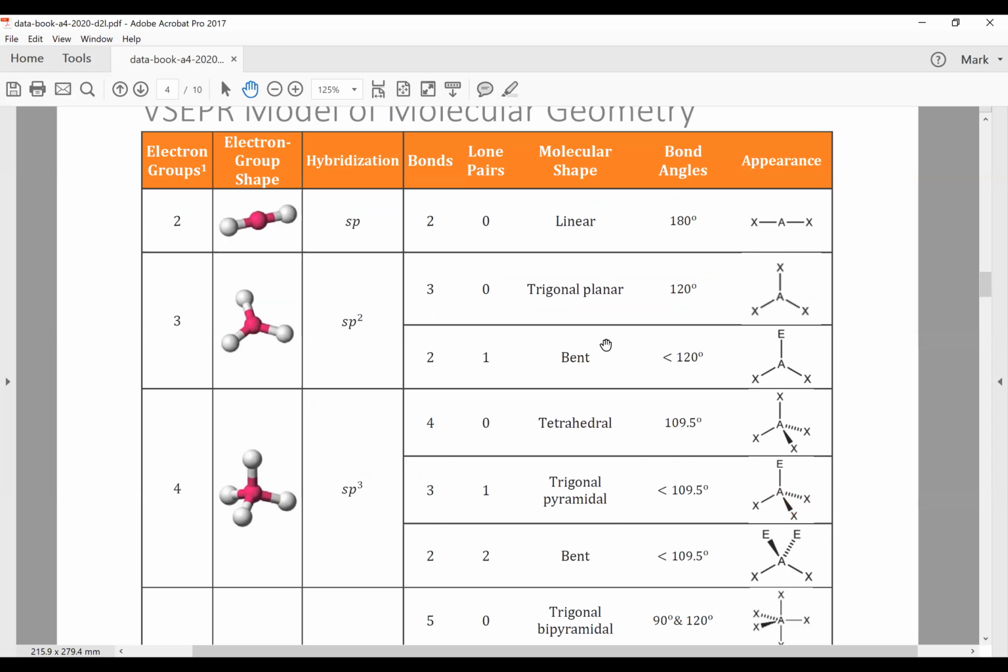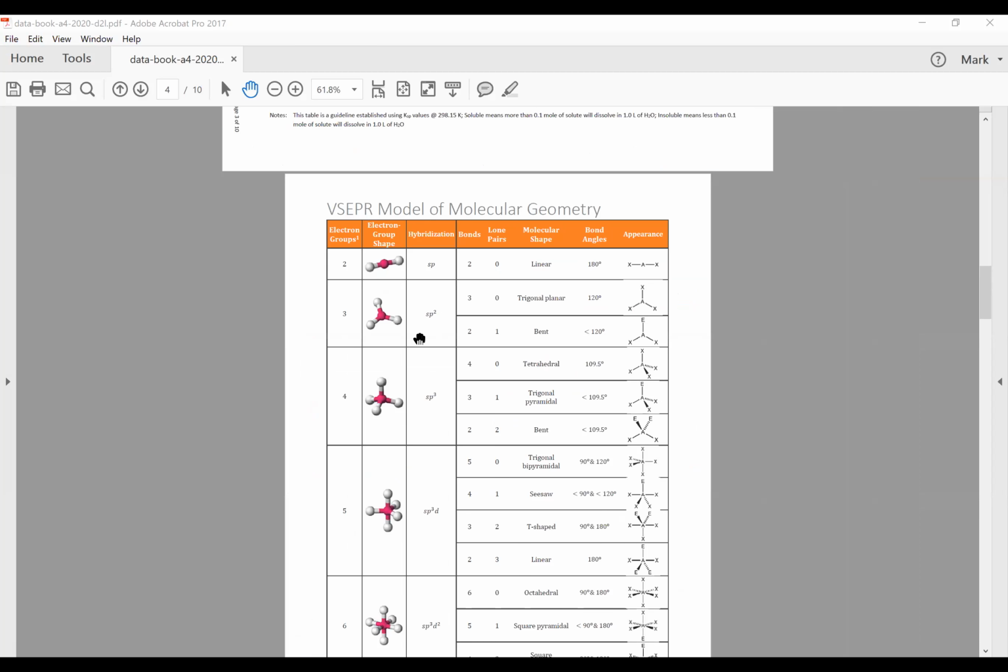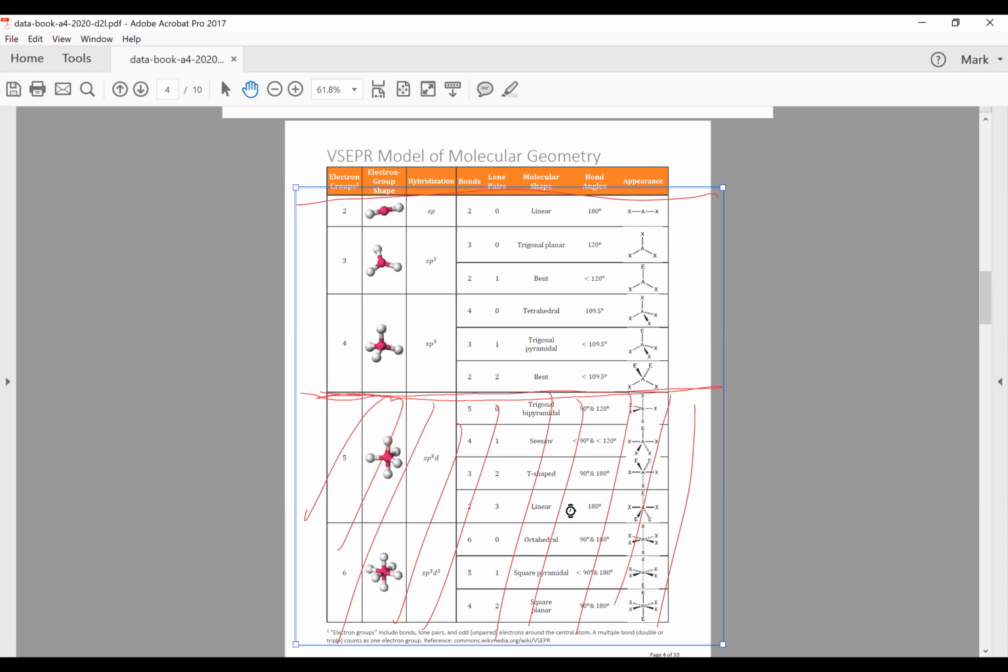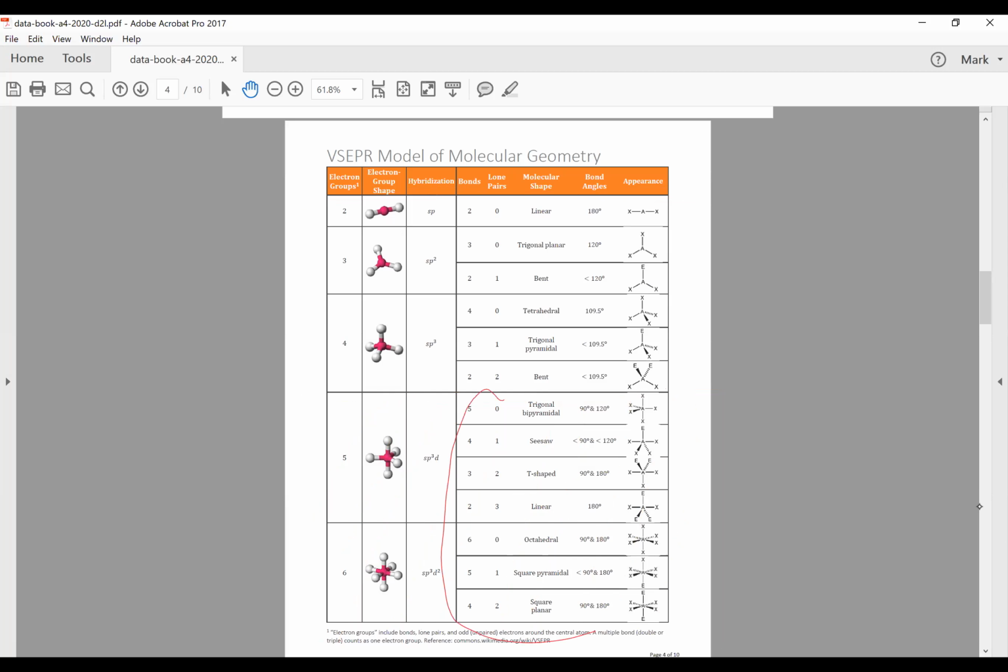So if I actually zoom out in the data booklet, look at the page, right? The page is huge. In Chemistry 1120, we only worry about the top half. We do not worry about these. Now, that will not be an issue. You don't need to memorize this because you will never see in Chemistry 1120 any of these numbers.